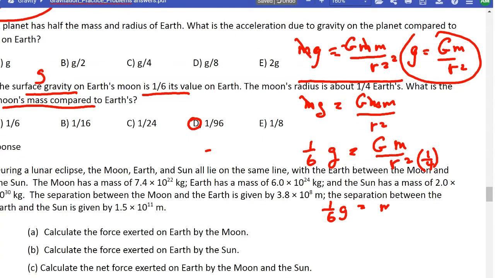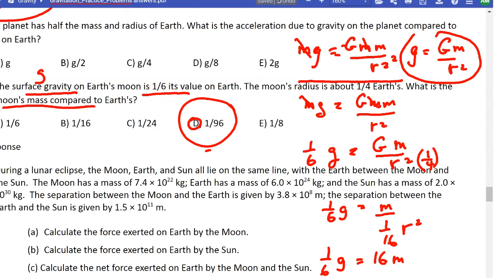M over 1/16 r squared, because 1/4 squared is 1/16 on the bottom. We can multiply top and bottom by 16, and we get 1/6 g equals 16 M. Divide both sides by 16. Let's fix that: 1/6 g, and you get 1/96. And that's the answer there.